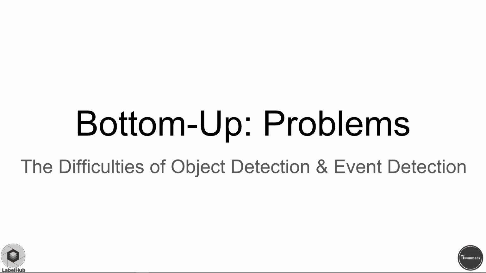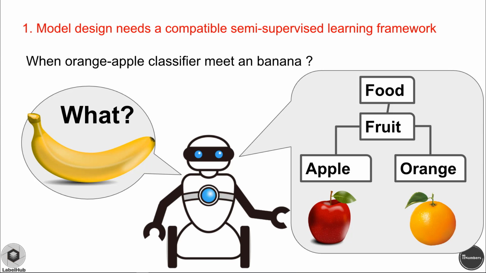However, using the bottom-up approach will meet many problems, such as meeting things and events it hasn't met before. For example, what happens when an orange and apple classifier meets a banana? It doesn't know banana before.